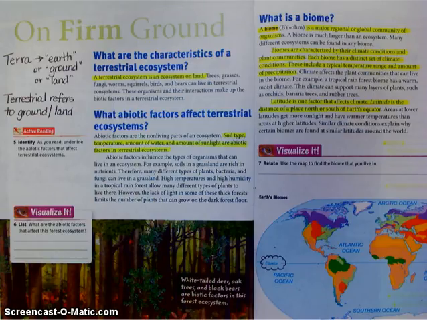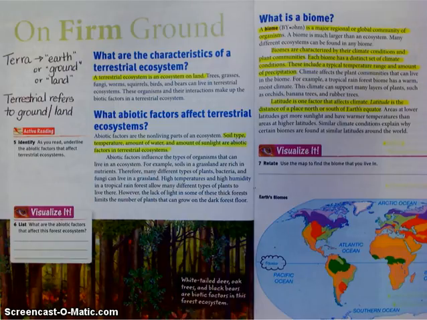What is a biome? A biome is a major regional or global community of organisms. A biome is much larger than an ecosystem, and many different ecosystems can be found in any biome. Biomes are characterized by their climate conditions and their plant communities. Each biome has a distinct set of climate conditions, and these include a typical temperature range as well as a typical amount of precipitation. Climate affects the plant communities that can live in the biome.